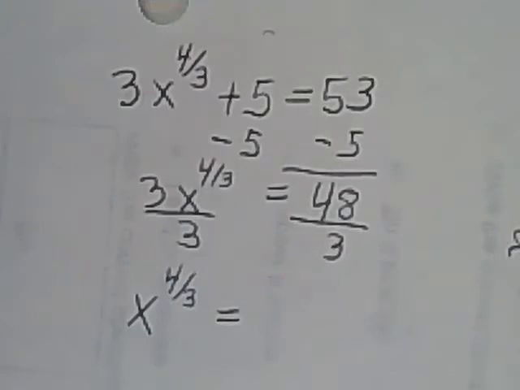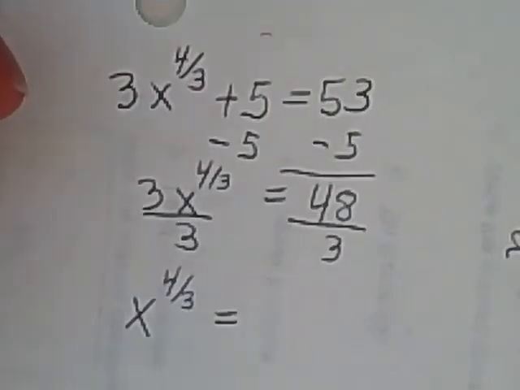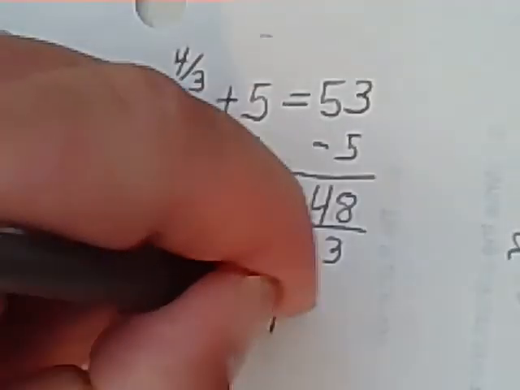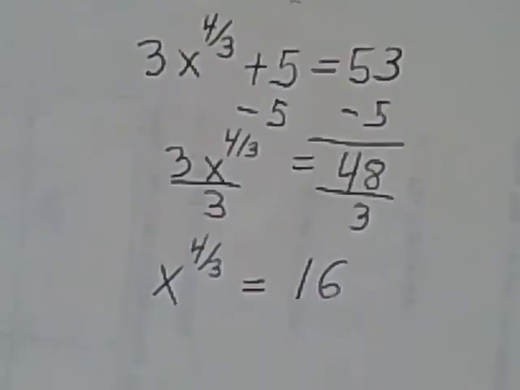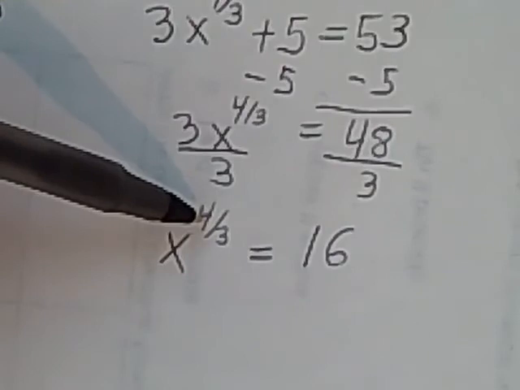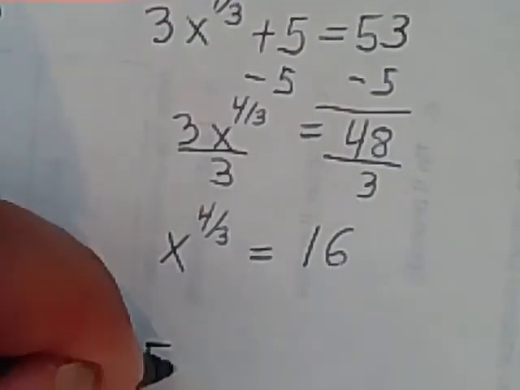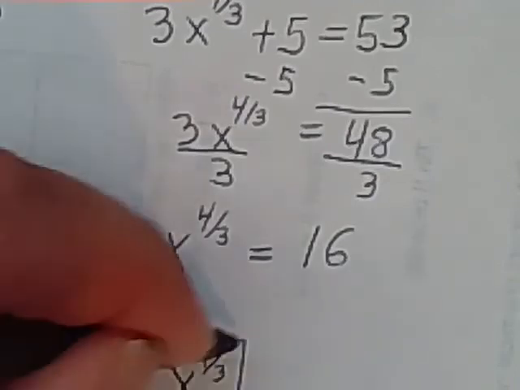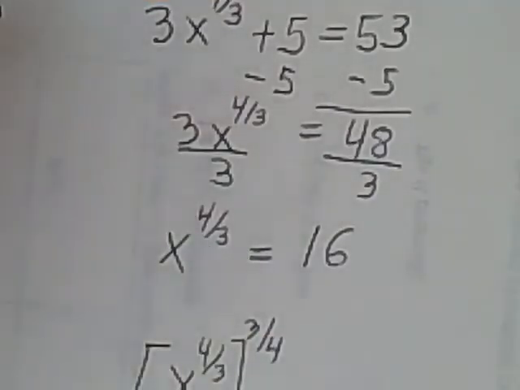On the right, 48 divided by 3, I forget what that is. 13 maybe? 48 divided by 3, 16. Nice, thank you, calculator. Okay, 48 divided by 3 is 16. Next step, I need to turn this into a 1. So that means I need to raise both sides to the inverse of that. X to the 4/3 power raised to the 3/4 power will give me a 1.